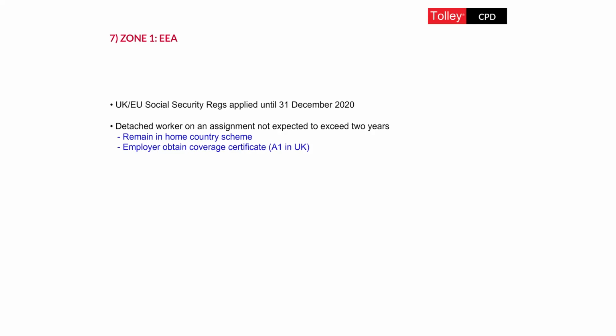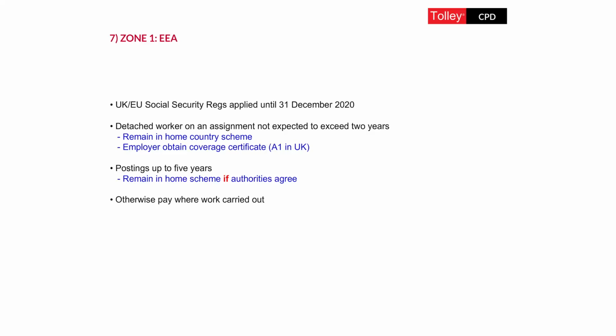And the employer had to obtain a coverage certificate, which was A1 in the UK. Now, this covered postings up to 5 years. So that was postings up to 2 years. Now, if the postings were longer than that, you could remain in the home scheme if the authorities agreed.